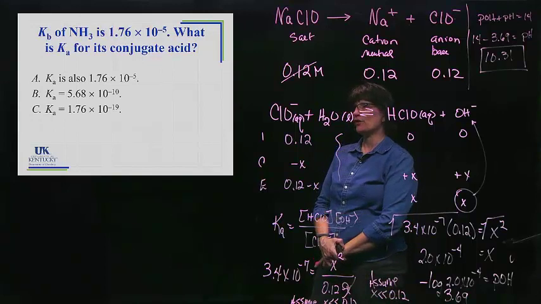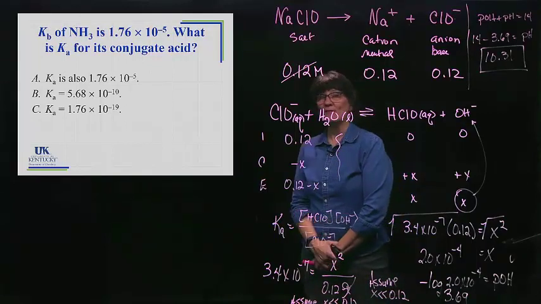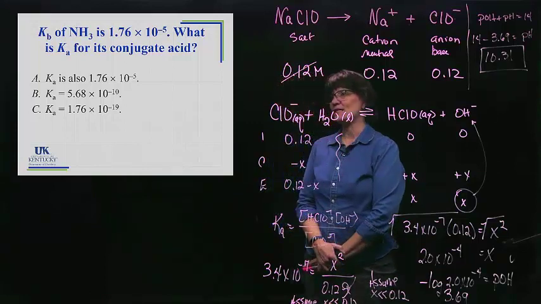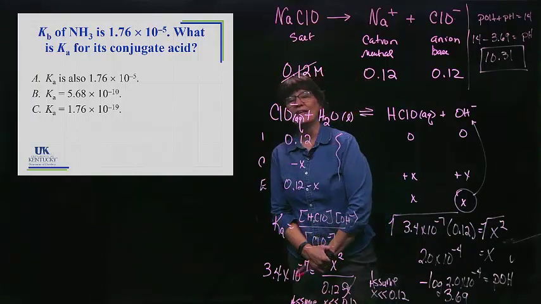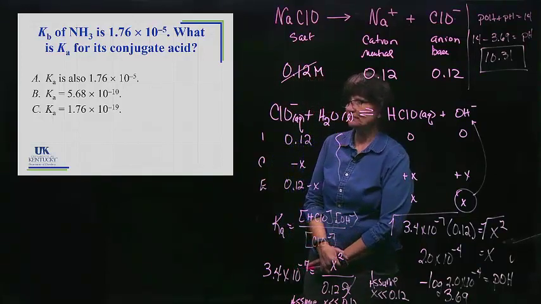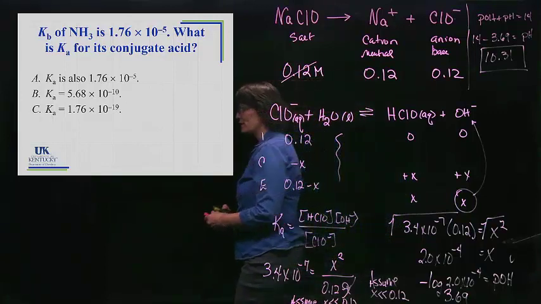All right, now you're going to work this one. Kb I'm giving to you. Kb of ammonia is 1.76 times 10 to the minus 5. What is going to be the Ka of its conjugate acid? All right, hopefully you picked B.